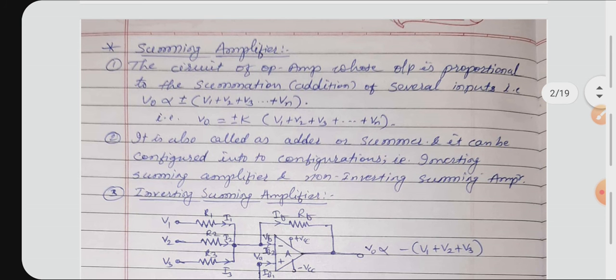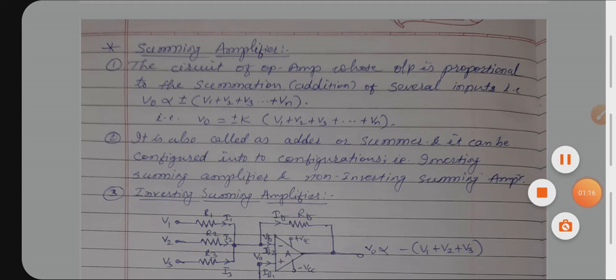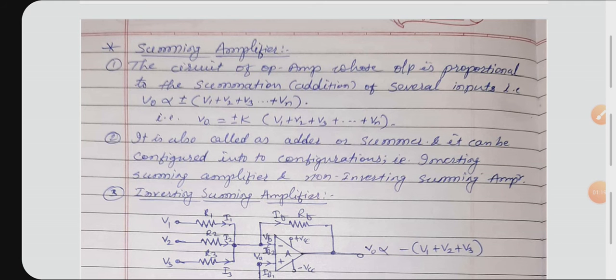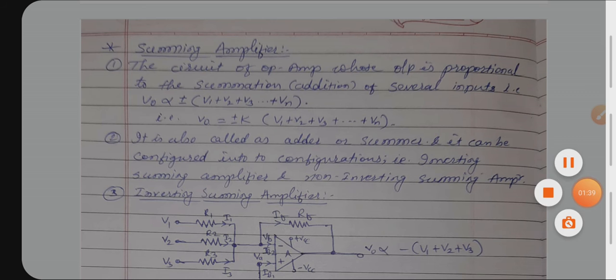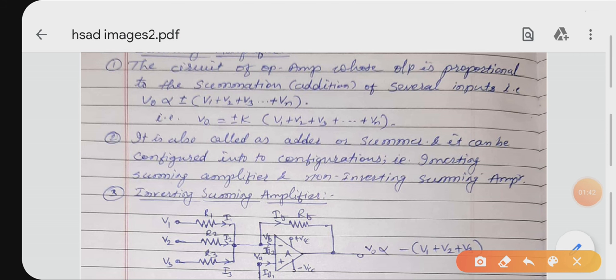So what is a summing amplifier? The name indicates that it is a circuit of op-amp whose output is proportional to the summation of several inputs. That means summation, or addition, of several inputs applied to the input terminal. That means VO is proportional to minus (V1 plus V2 plus V3 plus V4 and so on). Here you can see the equation. Output voltage is proportional to the addition of several input voltages, the summation of several input voltages. Therefore it is called a summing amplifier.